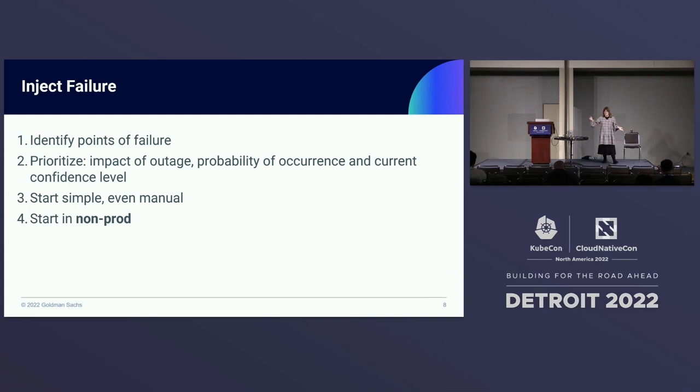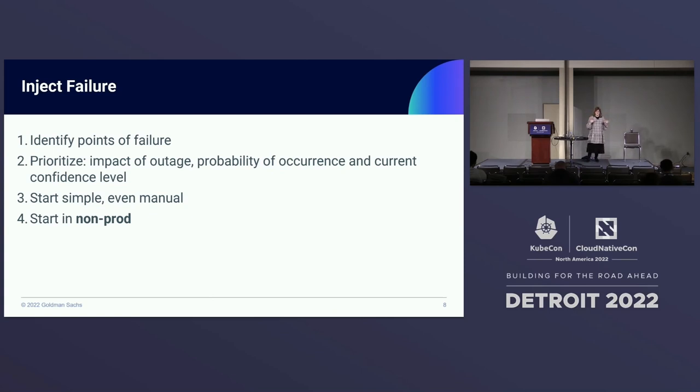On the other hand, if it's likely to happen maybe once in 2,000 years, I'm not saying it's not valuable to run that, but you'll probably find something with a higher ROI somewhere in the middle, like something that happens every 6 months, something that you know will happen 30 days from now. That's usually your sweet spot in terms of priority. And then just current confidence level: how much do you know about what will happen if this thing goes wrong? Third thing I would say, start simple, even manual.